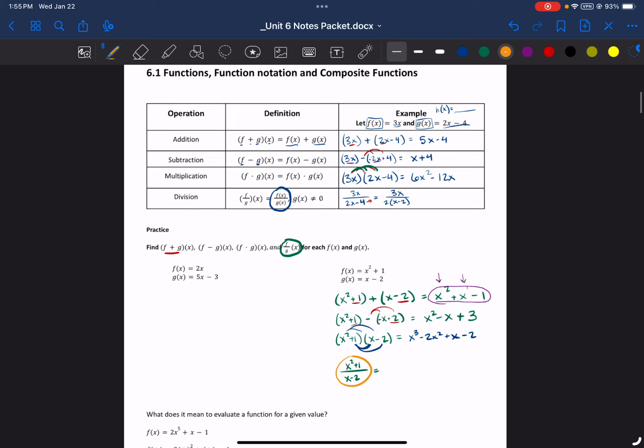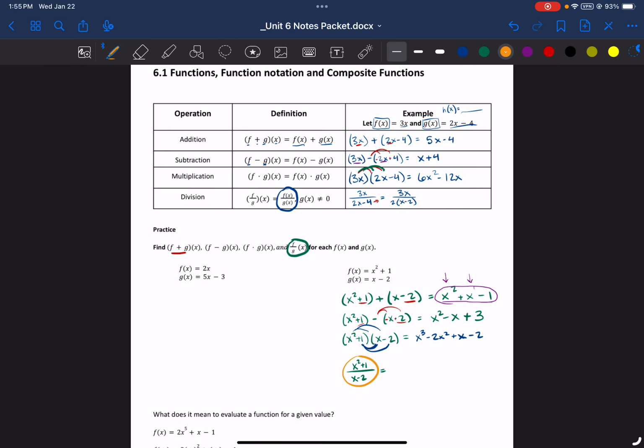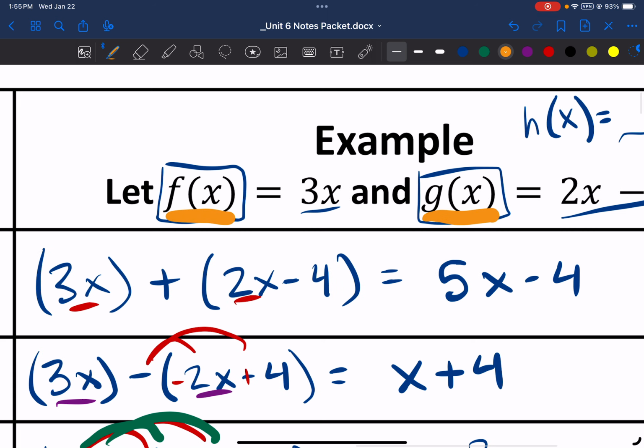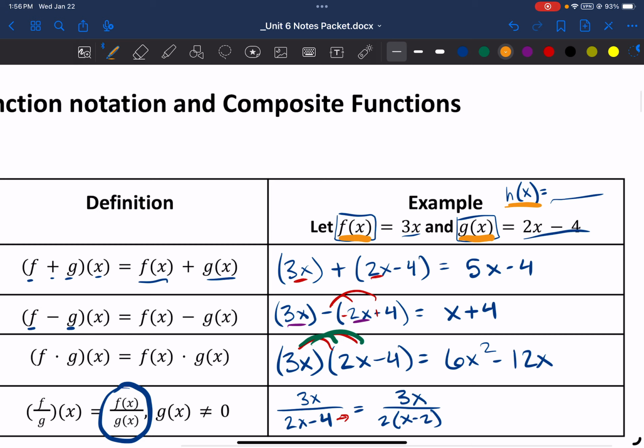Okay, so those are our basic operations for functions and a little bit of function notation, f of x and g of x, and then we'll get into some h of x in a minute. We can use whatever letter. Those are just usually the three that we use. Okay.